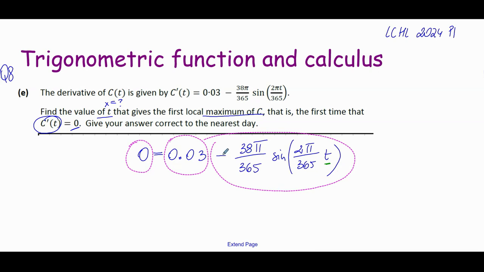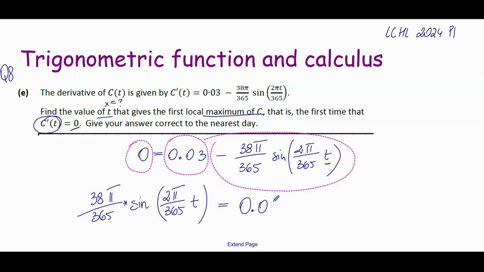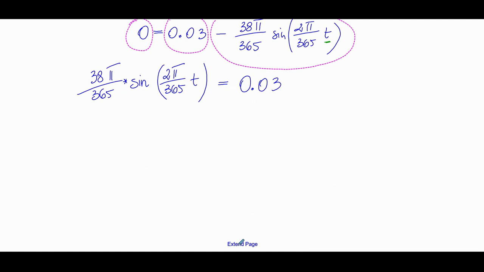And I'm thinking, you know what? Because there is a minus, I'm going to move all of that number to the other side. And that way, I don't have to deal with that minus. So it will become a positive 38 pi over 365, multiplied, there is a multiplication sign, let's not forget, by sine of an angle, and this side of the equation is left with 0.03.